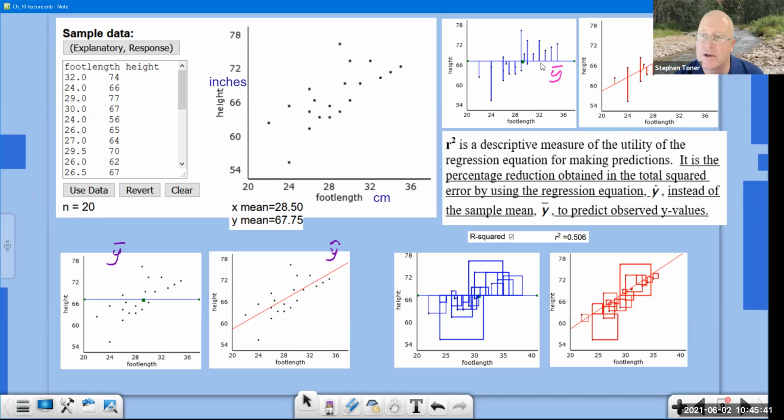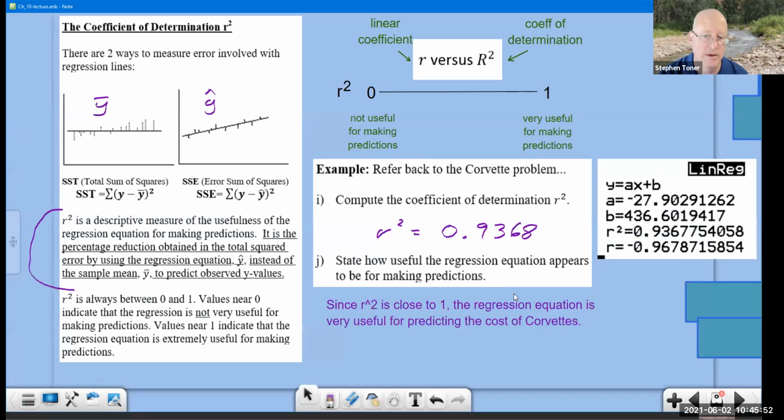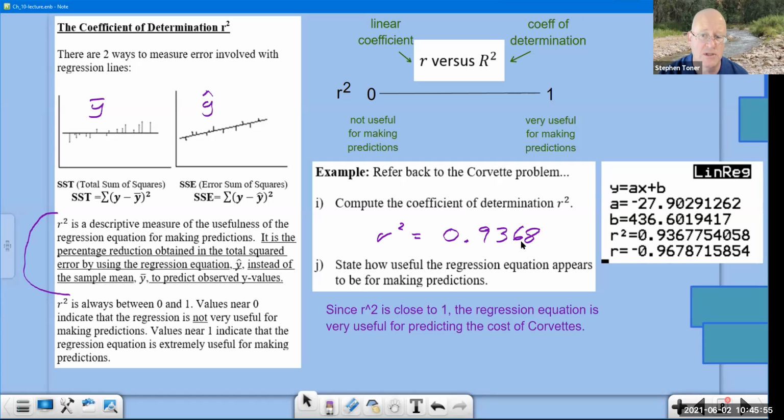Now that's a little bit weird here because our brain thinks in terms of these lines, even though the calculation is being done here. So if I go back to our problem that we just did a little bit ago, and we said, oh, 93% of the error was reduced by going with y hat instead of y bar on this problem. And that's why it's very useful. When you have an R squared value of 1, that means 100% of the error has been reduced. When you have an R squared value of 0, that means none of the error has been reduced. Okay, so that's why it ranges from 0 to 1.